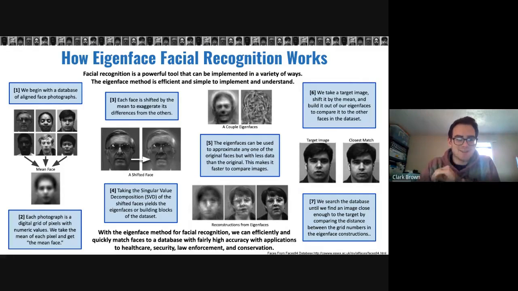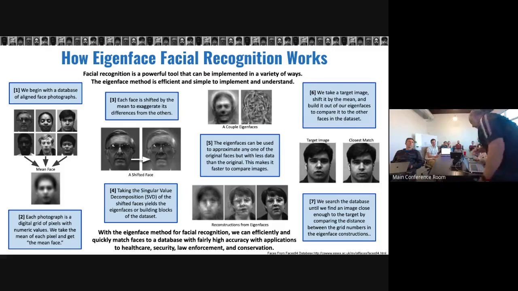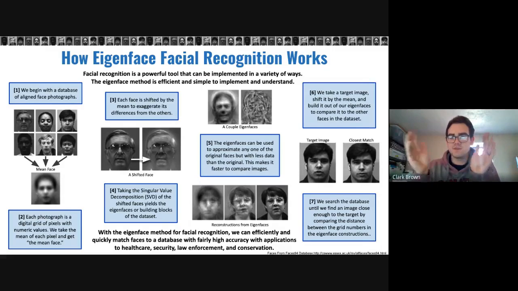So then if you go down to number 2, that's the average. Then in the second column here, number 3, we can take each face and subtract off the mean. So the difference from the average face. So what makes this face special, right?